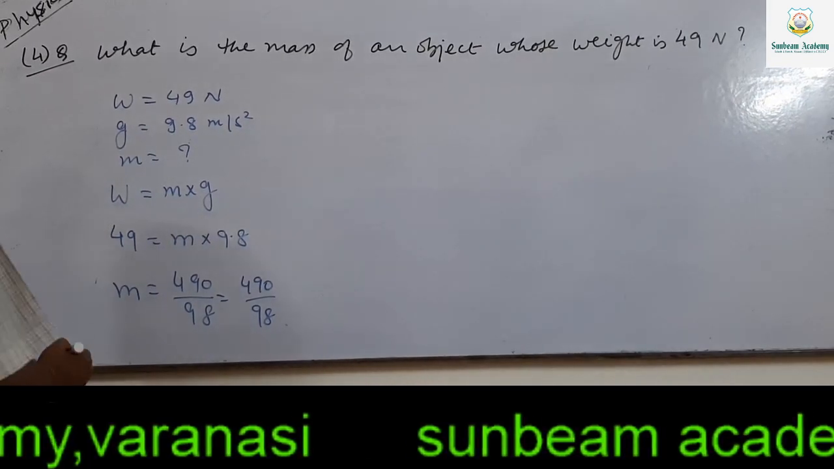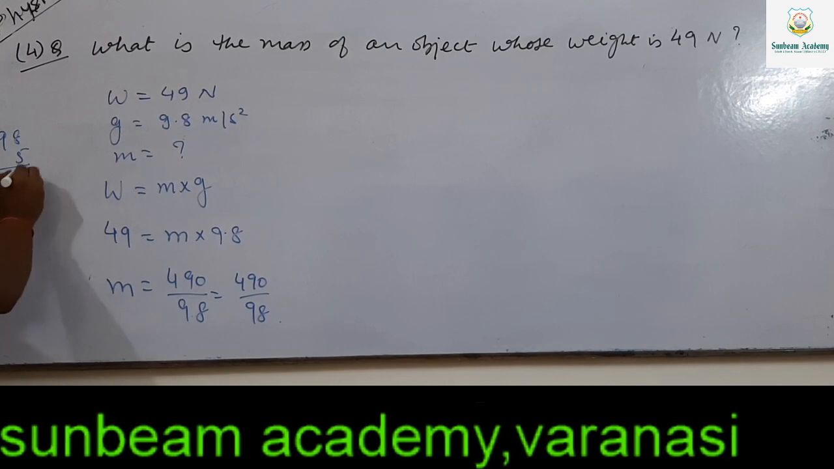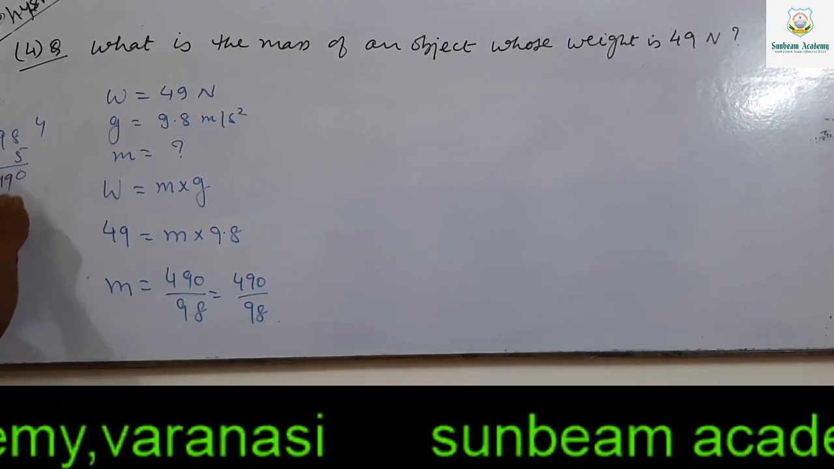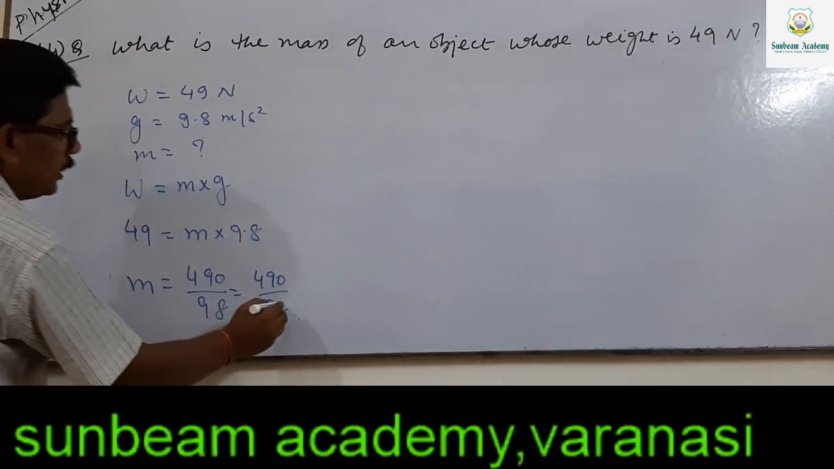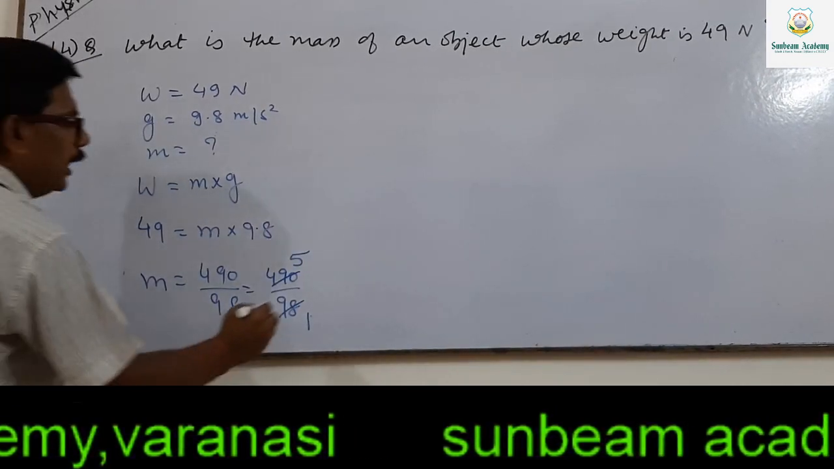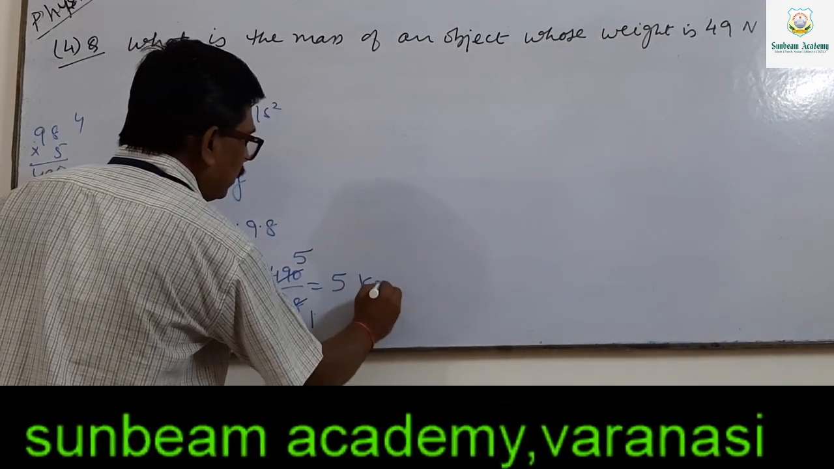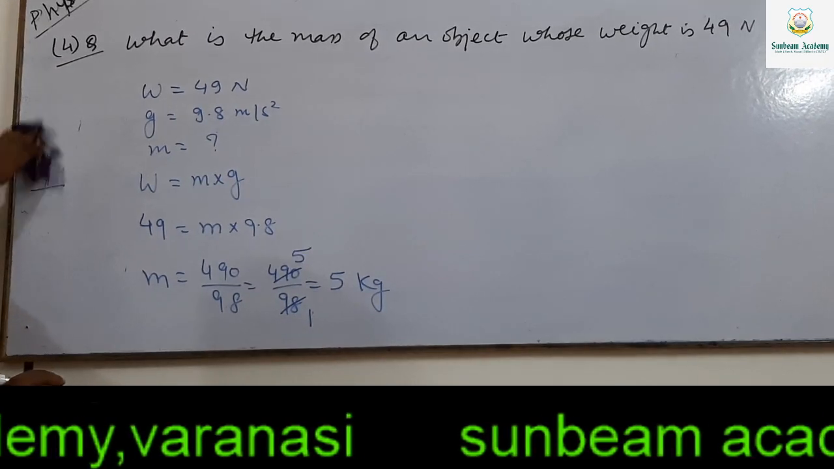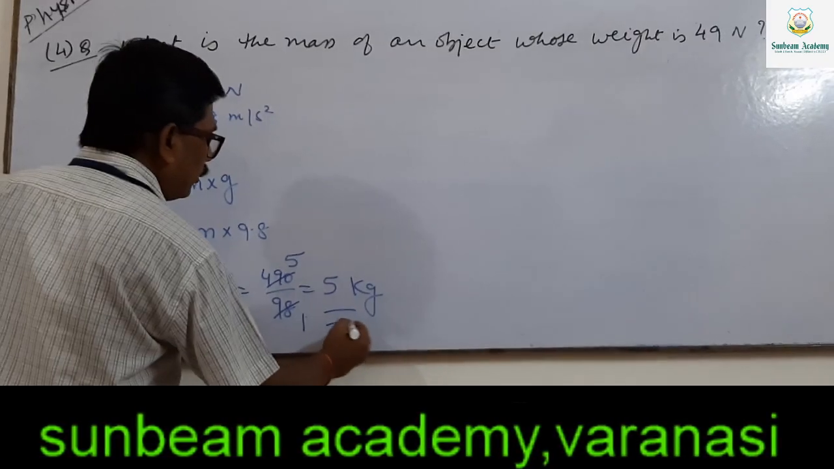Now, you divide it. You multiply 98 by 5. 8 fives are 40, 0 and carry 4. 9 fives are 45, plus 4 is 49. So 98 into 5 comes to how much? 490. That is equal to 5 kg. What is the mass of the object? The answer is 5 kg.